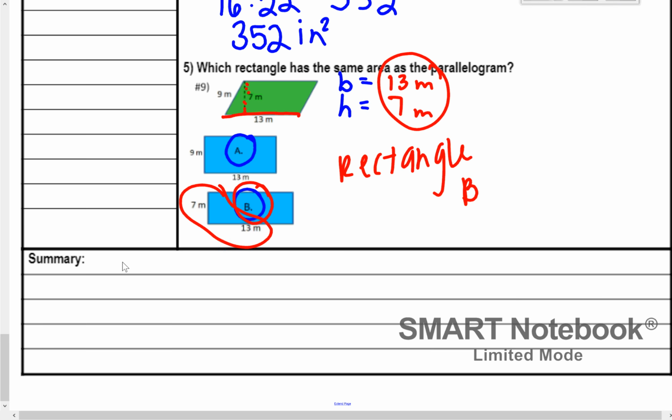Down below, I'd like you to write a summary on how you find the area of a parallelogram. It could be short and sweet, or you could go into depth. That is up to you. But just make sure you summarize it so that you remember how to do this.